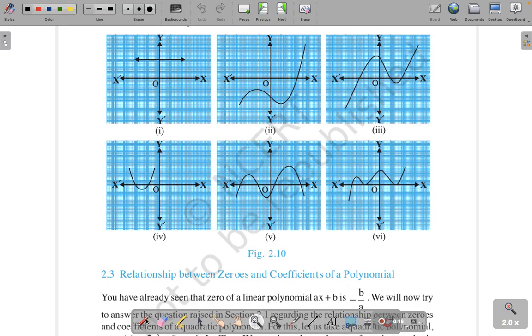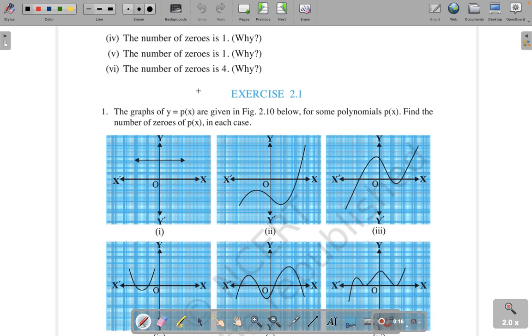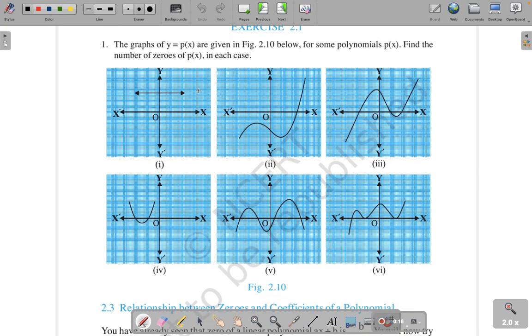You already know, right? Because the graph is intersecting the x-axis. You should not be writing the graph is intersecting at 4 points. You should specify where it is intersecting, the x-axis or the y-axis.